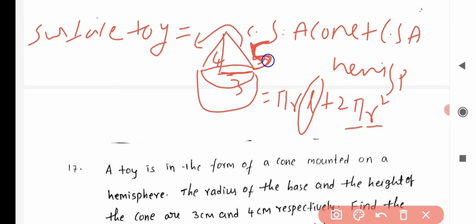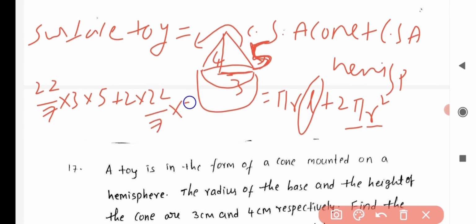Now surface area of the toy equals to CSA of cone plus CSA of hemisphere. Pi means 22 by 7, into our radius 3, into slant height is what? 5, plus 2 into 22 by 7 into r, radius is what, 3, so 3 into 3. Simplify this one, add both. Okay, that is your answer. Next.